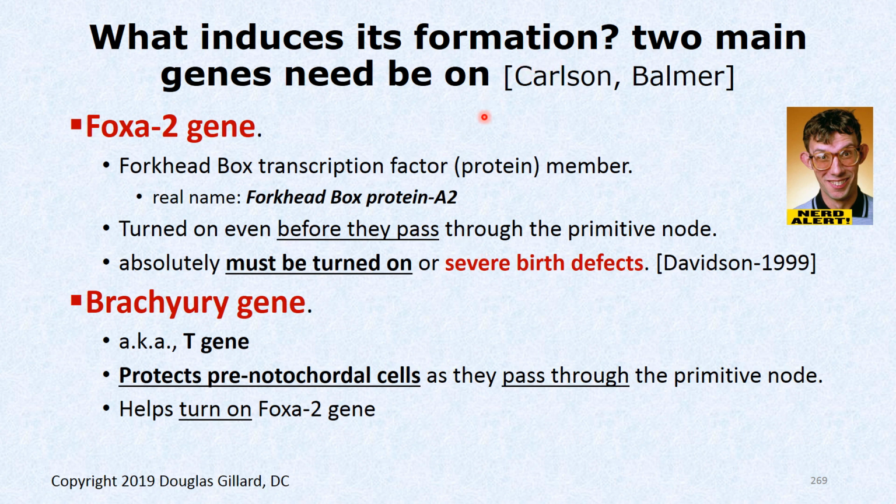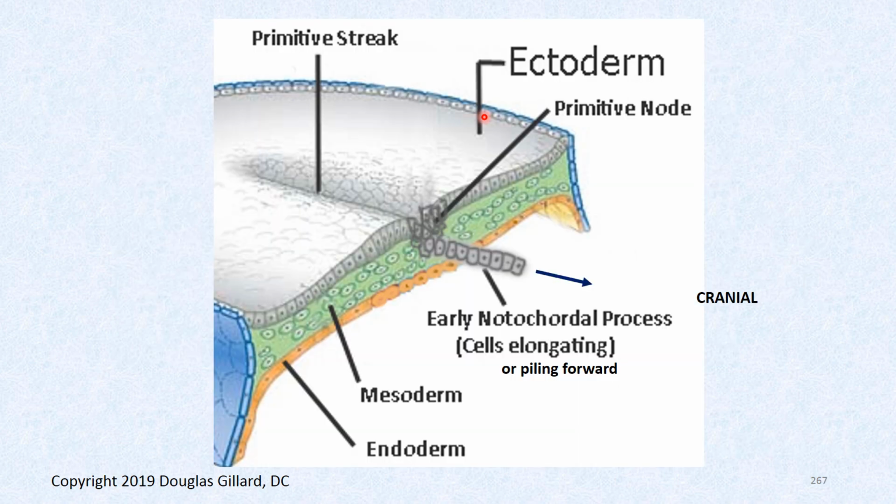So what really induces the formation? How do you tell these cells right here, these guys, how do you turn them into notochordal process cells? What do you have to do to these cells? They're moving in. What do you have to turn on to make them go straight forward and not make them go to the side and become mesodermal cells? You have to flip some switches on these cells.